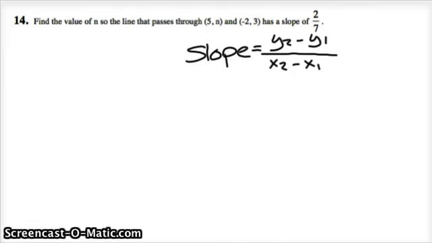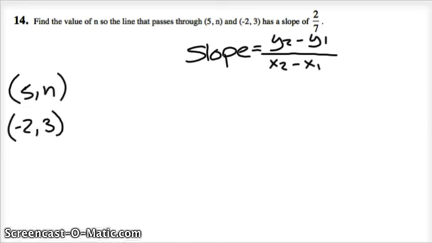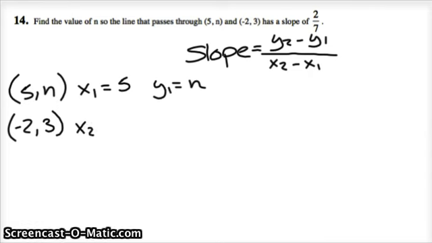My coordinates I have are (5, n) and (-2, 3). So let the (5, n) be our first coordinate. So our x1 is going to equal 5, and our y1 will equal n. Next coordinate, my x2, my x-coordinate in my second ordered pair, is negative 2. And my y2 will equal 3.